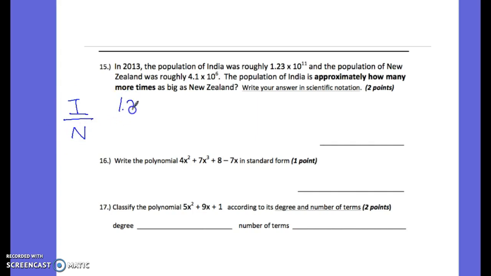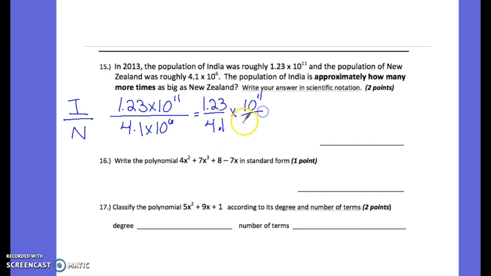So you take your 1.23 times 10 to the 11th divided by 4.1 times 10 to the 6. So you divide your numbers. You would do 1.23 divided by 4.1 times 10 to the 11th divided by 10 to the 6th. 1.23 divided by 4.1 is 0.3 times 10 to the 11 minus 6 is 5. But this is not in scientific notation. So I'm going to go ahead and put it in standard form.